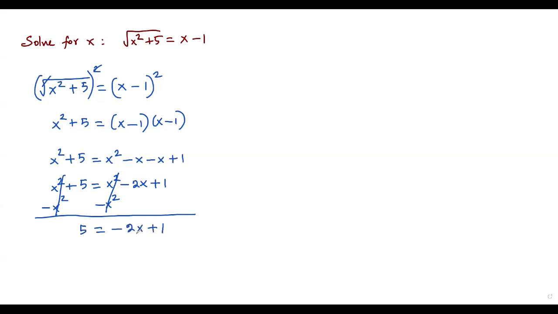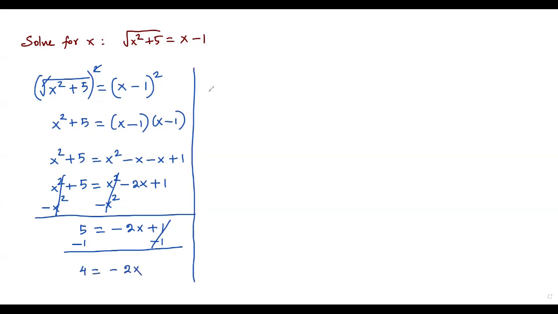To solve for x, I have to isolate x, that is, get rid of all the values around the variable x. First let me get rid of this positive 1. For that, I have to subtract 1 from both sides. When I do so, the +1 and -1 cancel out, and the simplification of 5 - 1 is just 4. So 4 equals -2x.